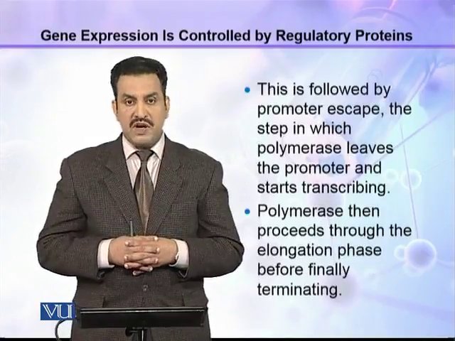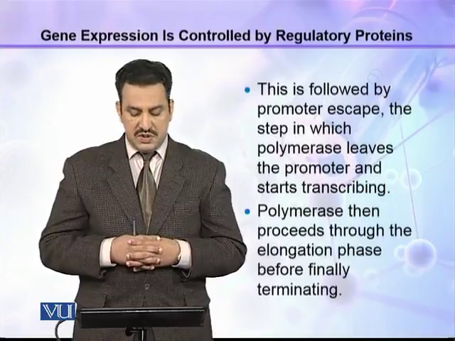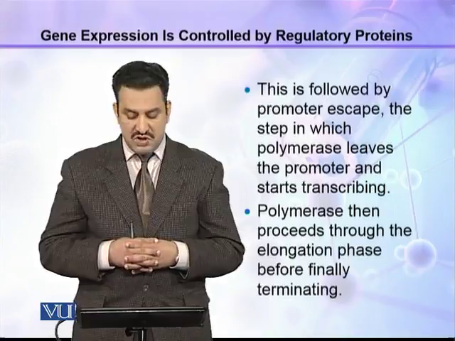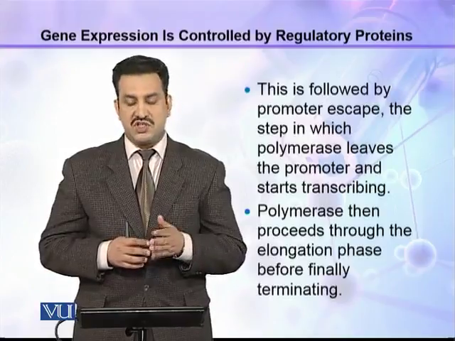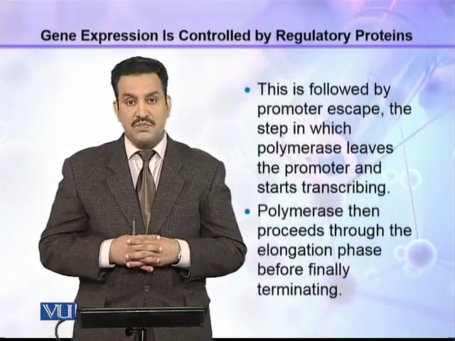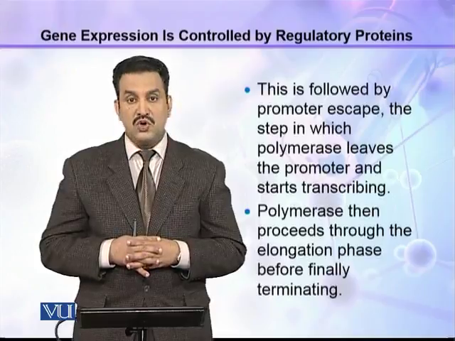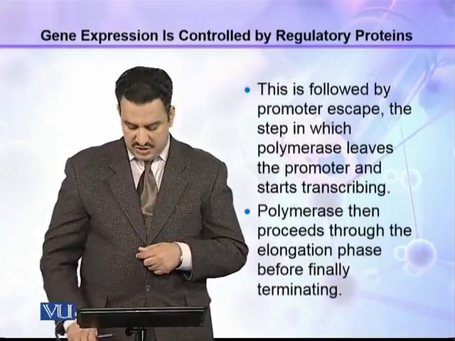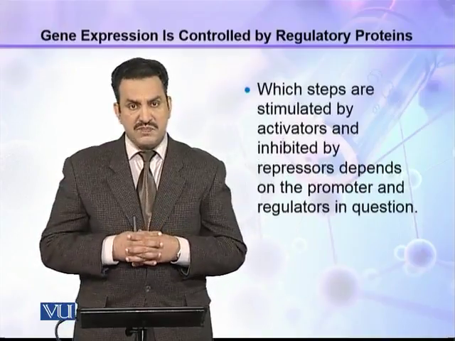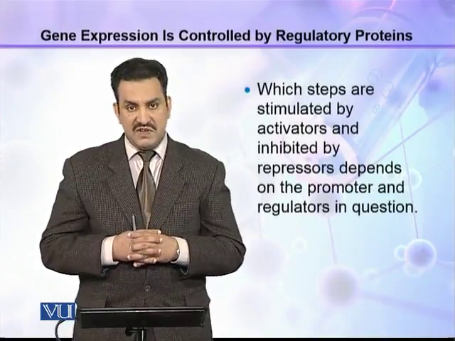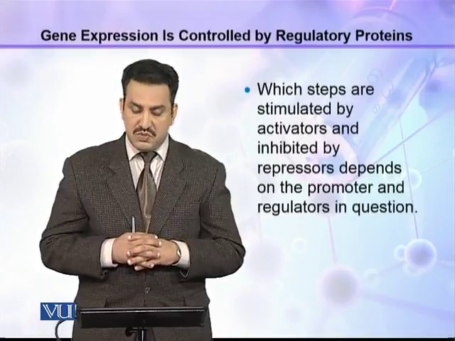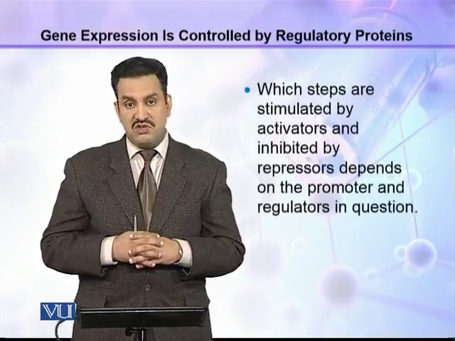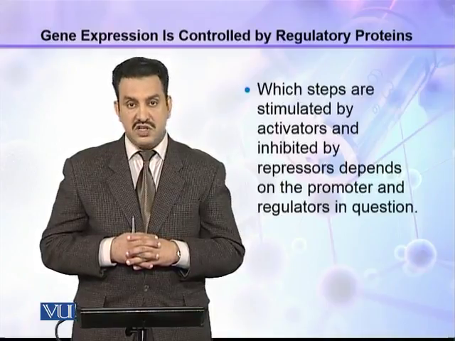This is followed by promoter escape, the step in which polymerase leaves the promoter and starts transcribing. Polymerase then proceeds through the elongation phase before finally terminating. Which steps are stimulated by activators and inhibited by repressors depends on the promoter and regulators in question.